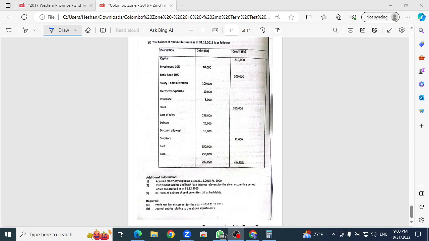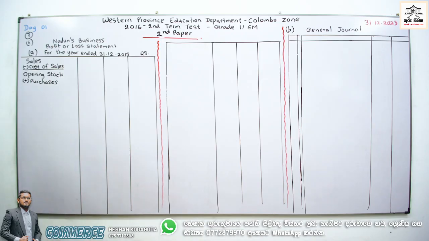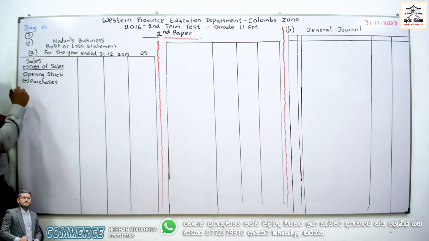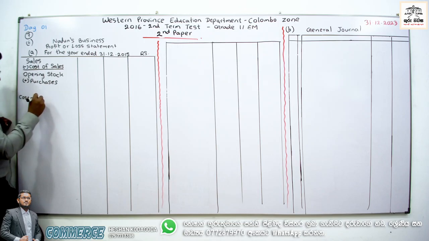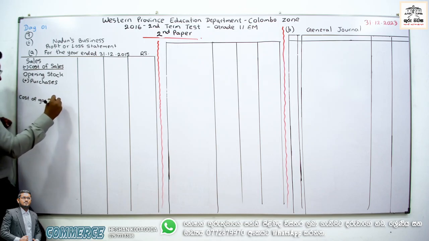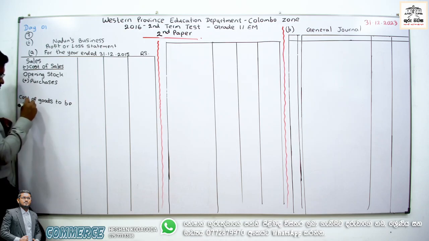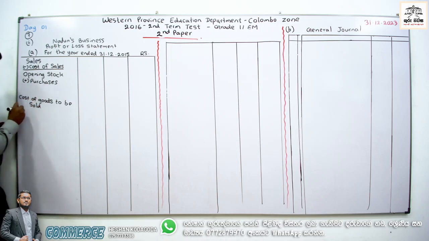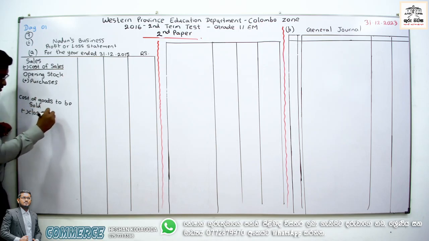Sales minus cost of sales, opening stock plus purchases. Okay, you can see my structure. Look here. Sales minus cost of sales, opening stock plus purchases. Keep two lines. Then cost of goods to be sold, minus closing stock, then you can calculate the gross profit.